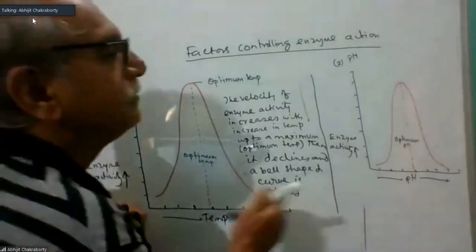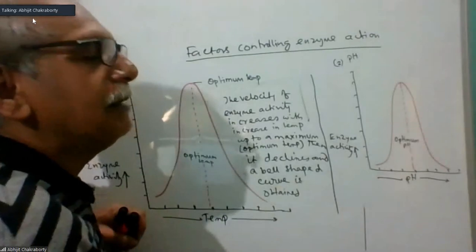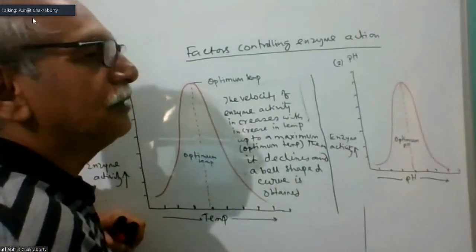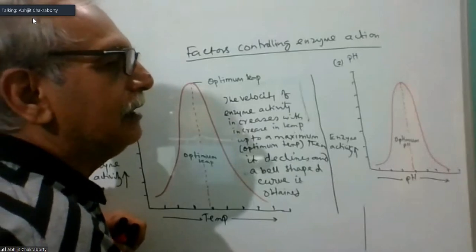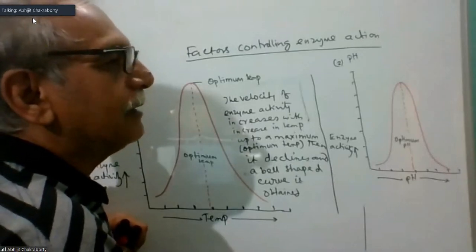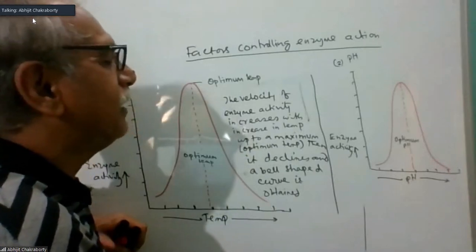Is it clear? Again, every enzyme has a particular pH to act. Increase in hydrogen ion concentration gradually increases the enzyme activity. After that it declines. Again, a bell-shaped curve is obtained.